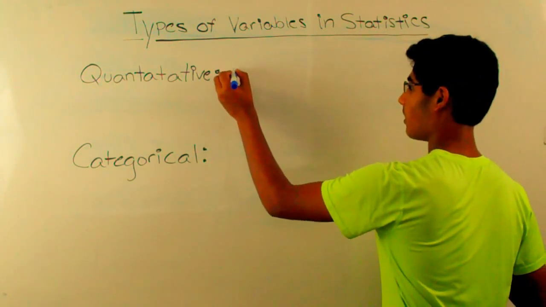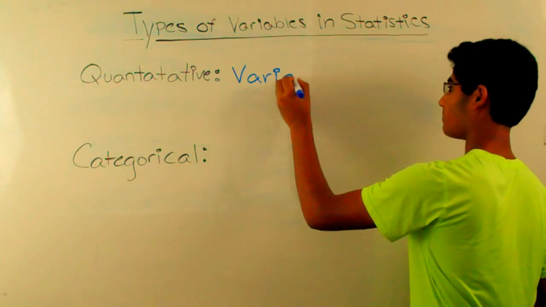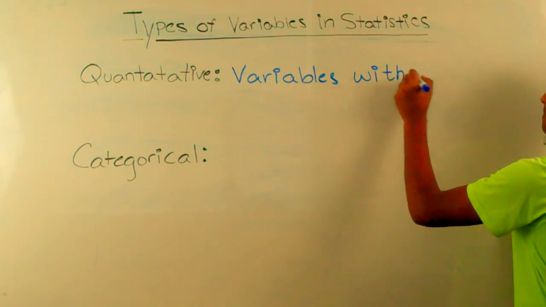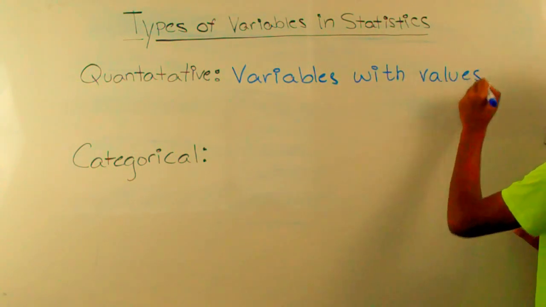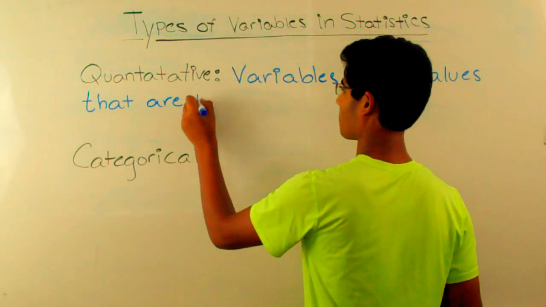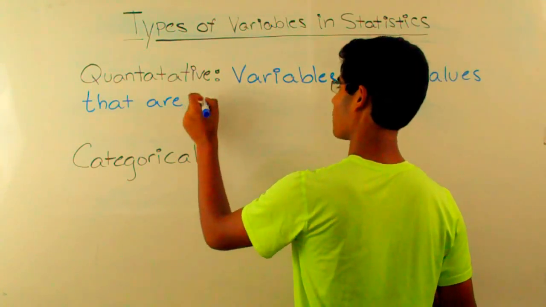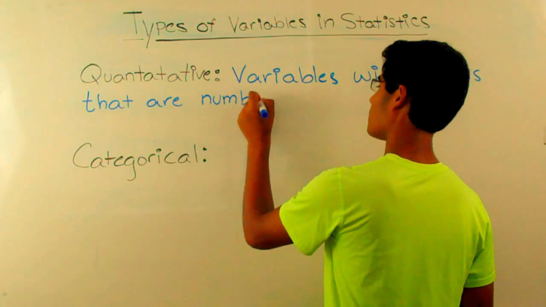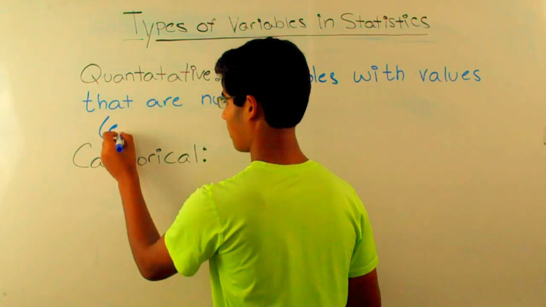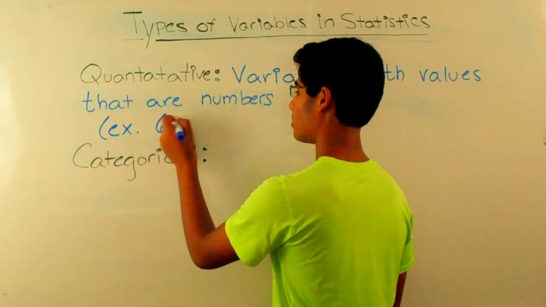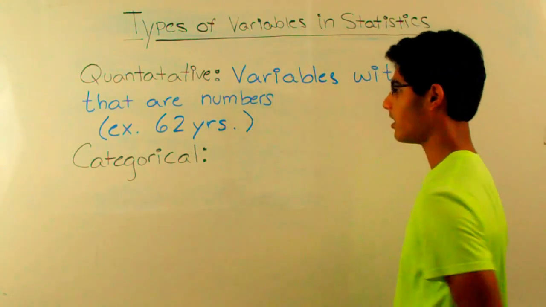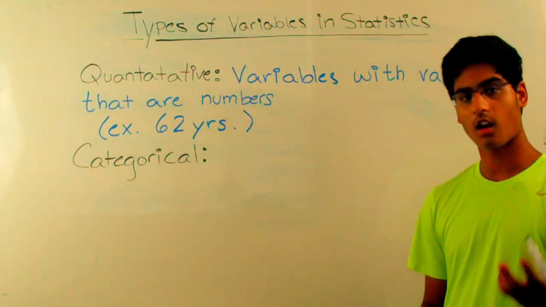So, variables with values that are numbers. Whoops, that's not how you spell numbers. Let me give you an example. An example would be, let's say, 62 years old. 62 years.